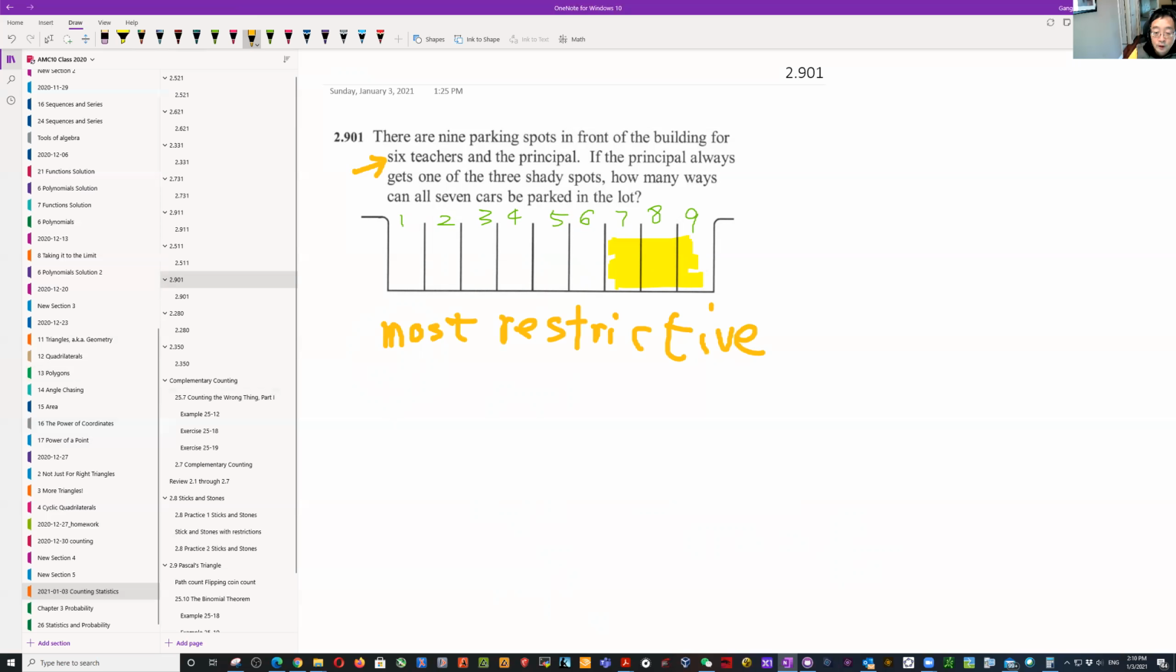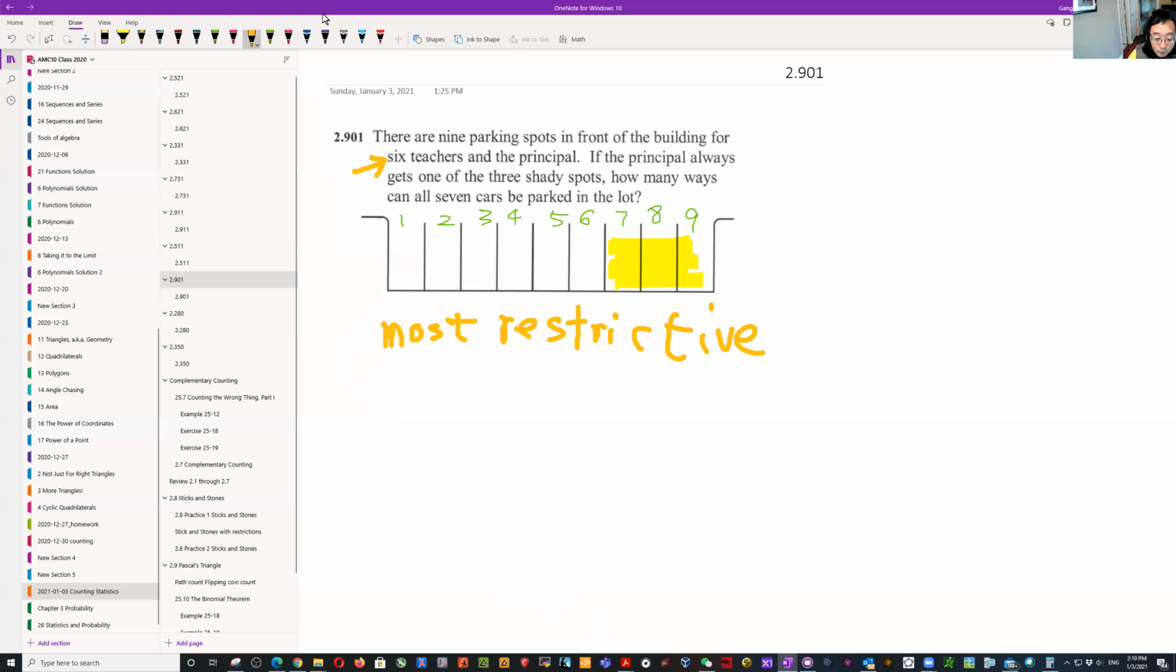And obviously, the principal is most restrictive. He can only park in 7, 8, 9. So basically, we can arrange to park the principal first. Otherwise, if we park the teacher first, the teacher may happen to like the shaded spot too, and they could squeeze the principal out of his position. So it's better to park the principal first.